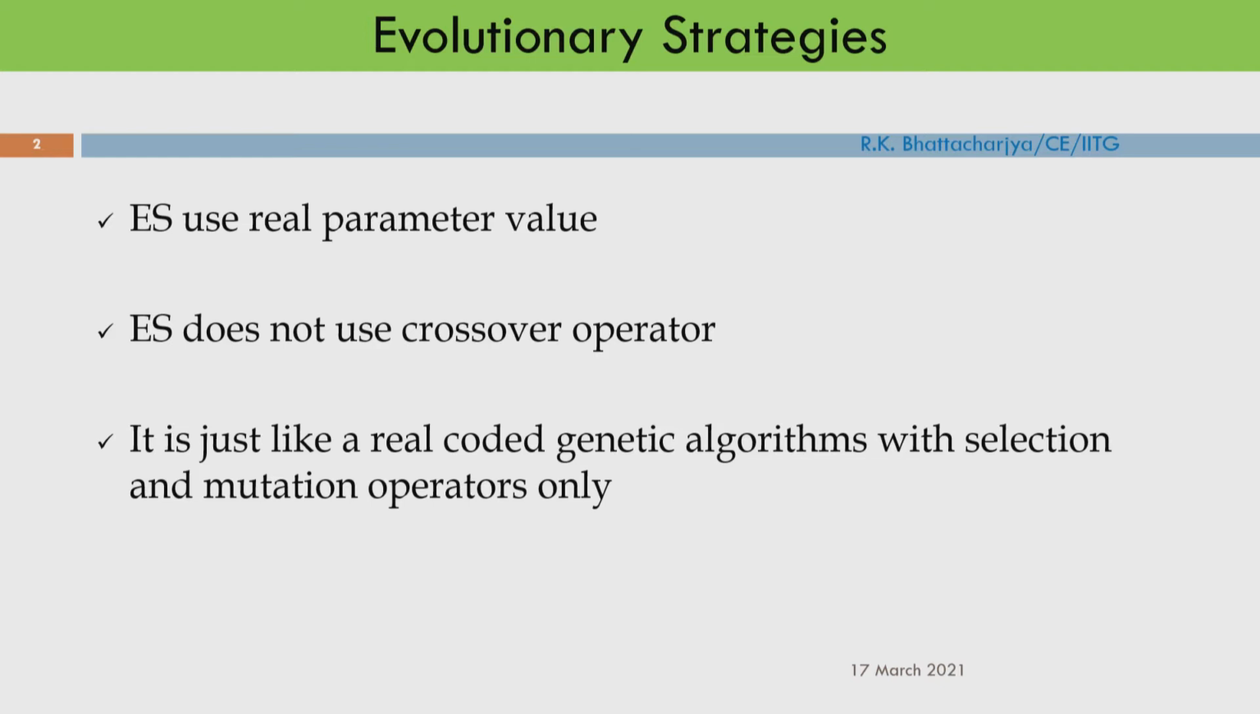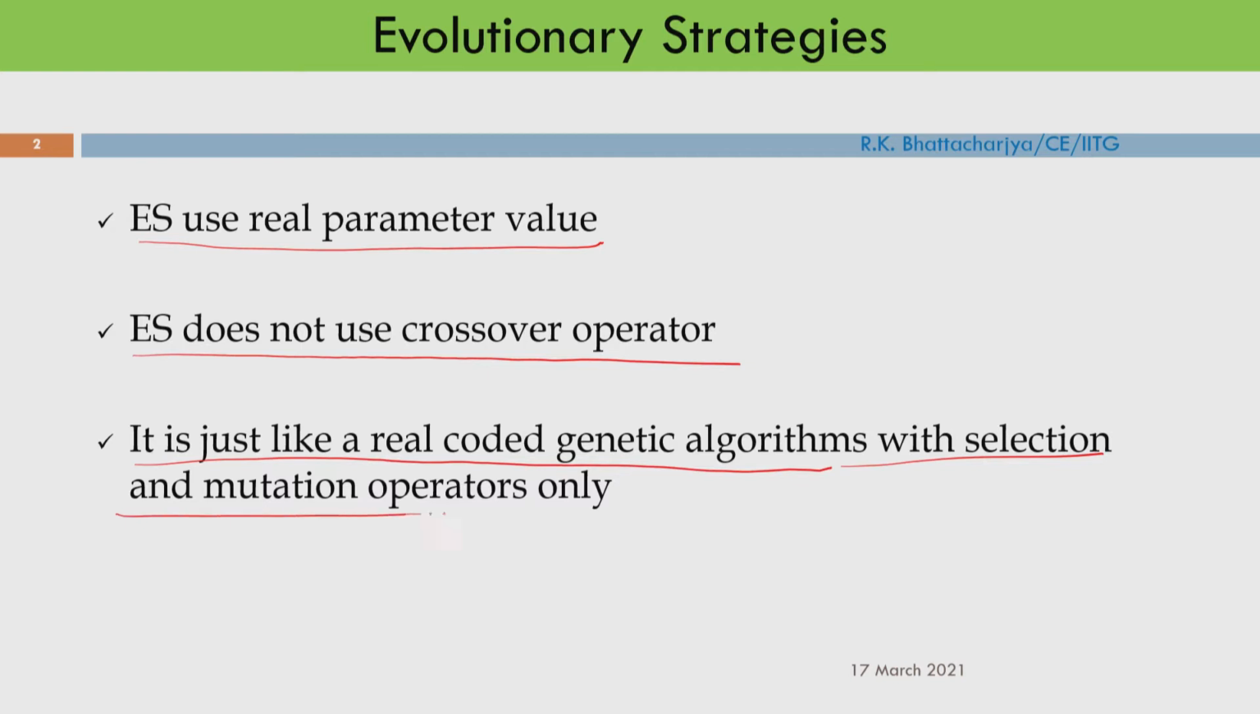Evolutionary strategies, or ES. ES uses real parameter values. We are not converting to binary bits here, so binary conversion is not required. We are directly using the real parameter values. ES does not use a crossover operator. There is no crossover operator in ES, and we are just using the mutation operator. So, it is just like a real coded genetic algorithm with selection and mutation operators only. Therefore, this is a very simple algorithm, but very powerful in solving nonlinear non-convex problems. But as I said, it is a very simple algorithm.